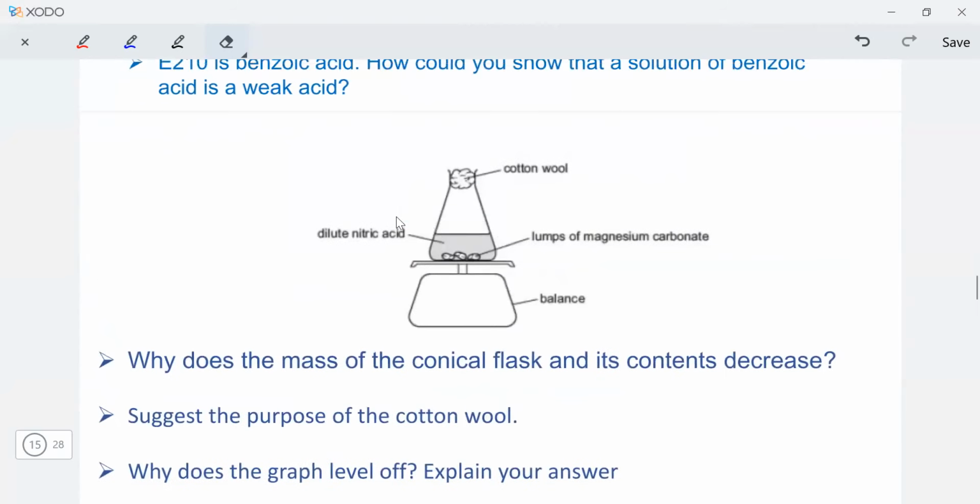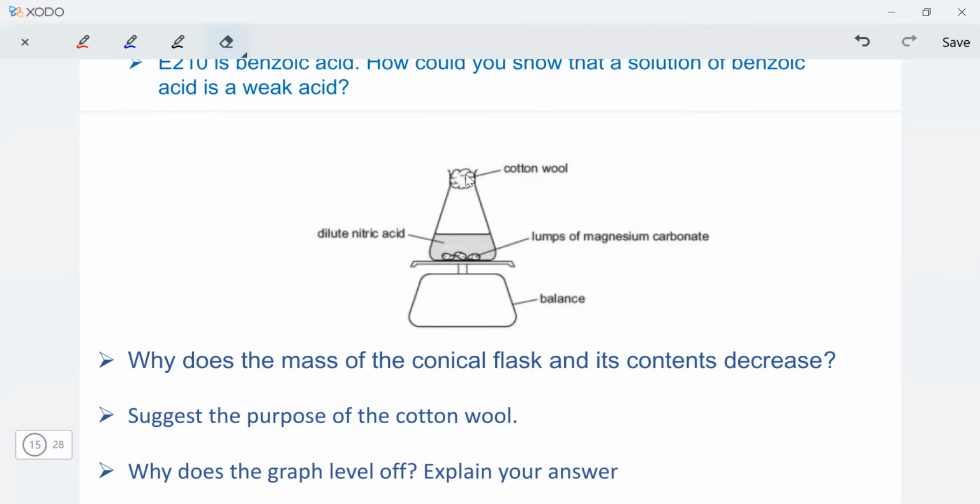Then this question: why does the mass of the conical flask decrease? This is the rate of reaction. This is called a balance, this is a conical flask, and this is cotton wool. Then we have lumps of magnesium carbonate along with nitric acid. So why does the mass of the conical flask and its contents decrease? Because carbon dioxide gas is produced, or given off, which escapes. Just the purpose of the cotton wool here, it has two functions.